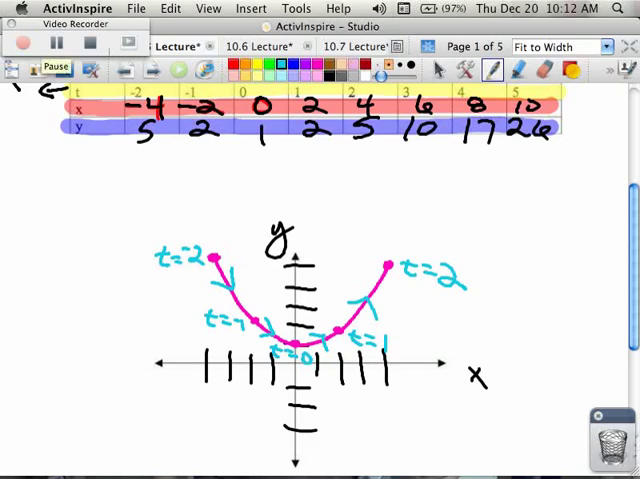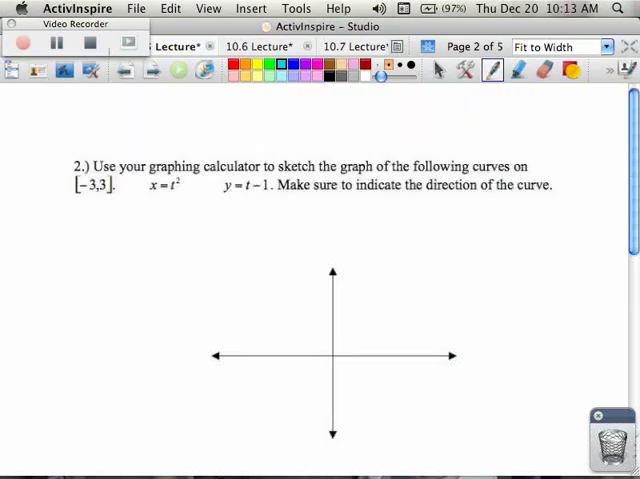So the big idea in parametric equations, at least when you're using time as your parameter, is it tells you when you were at a certain location. That's kind of the best benefit of parametric equations. Questions? In number 2, they say to use our calculator.